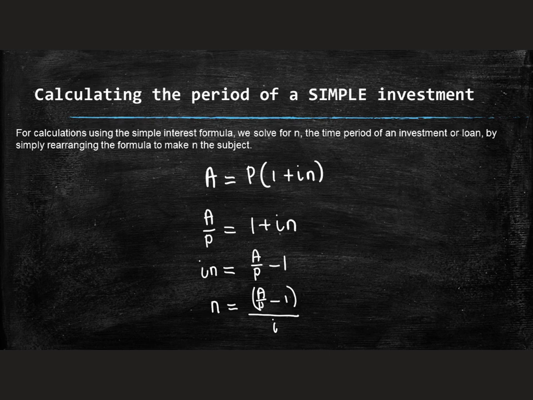I'll write it just on the side. If you took the 1 over, you would have A over P minus 1 is equal to In, and if we divided both sides by I, you would have (A over P minus 1), all in brackets, divided by I, which is equal to n. It's the same as what I wrote on the left-hand side, so hopefully you feel okay with that.